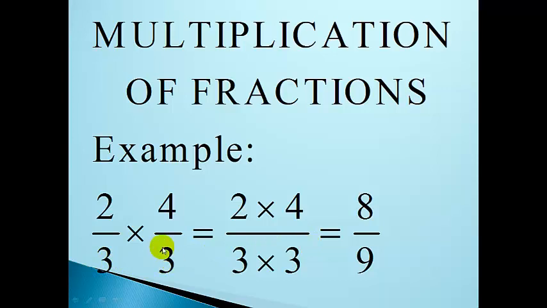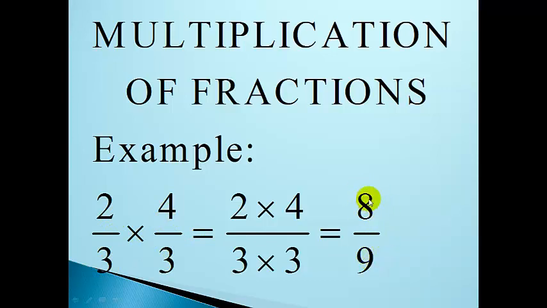That is all. So 2 over 3 times 4 over 3 is equal to 2 times 4, all divided by 3 times 3. Now 2 times 4 is equal to 8, and 3 times 3 is equal to 9. This means that 2 over 3 times 4 over 3 is equal to 8 over 9. So that is how we multiply fractions.